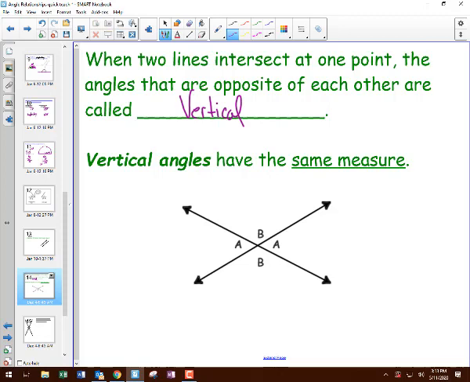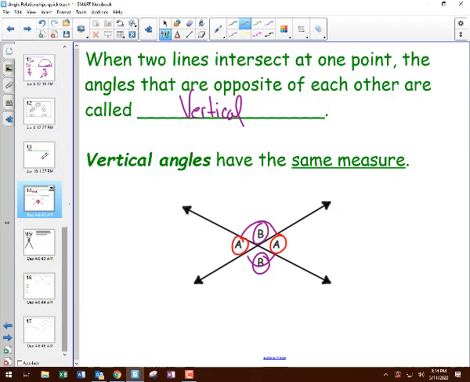Vertical angles have the same measurements. So, two basic things you need to remember here. The fact that B and B are opposite of each other means this angle and this angle are going to be congruent. They're going to be the same measurement. Likewise with the A's. These two angles are vertical. They're opposite of each other. They're going to be the same measurement, or in other words, congruent.